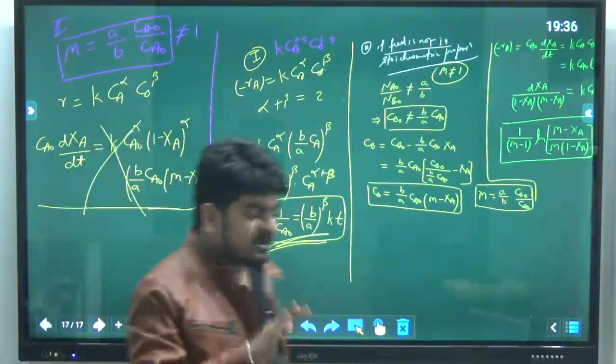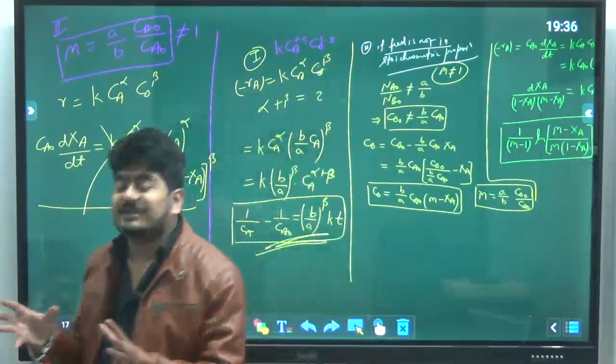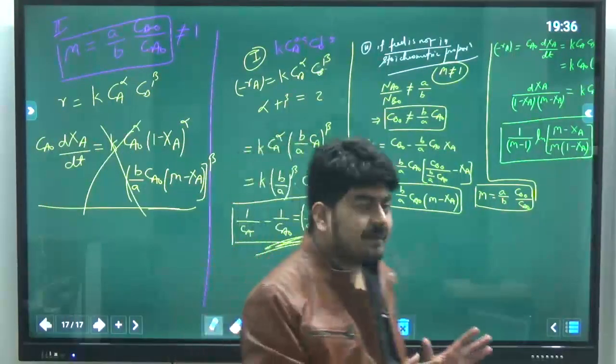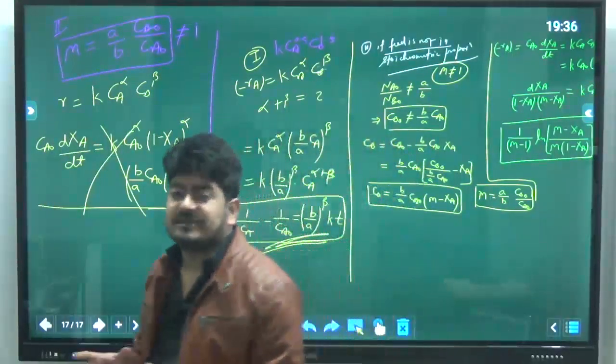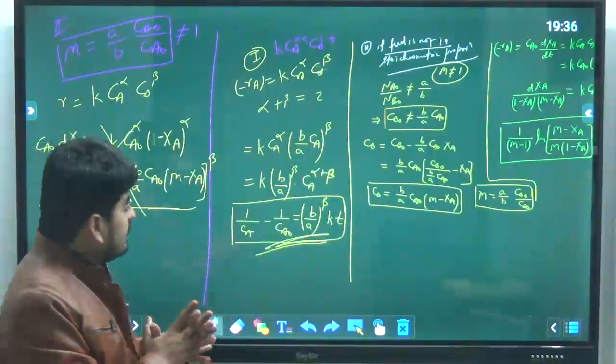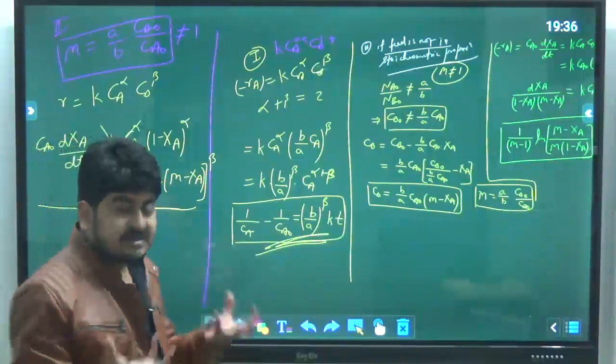So this is all about the kinetics of single reaction systems, guys. Here we can say that our entire part about the kinetics of single reaction systems has been completed. Now next, this is the base. This is the base of CRE.